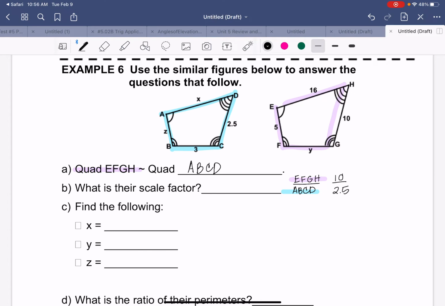We need to put this in its simplest form. 10 divided by 2.5 gets us 4 over 1, which is just 4. So our scale factor here is 4. Guys, finding the scale factor is half the battle. If we can find scale factor, we'll be able to determine our missing side lengths. So with that being said, we want to find x, y, and z, and how you do that is using scale factor.